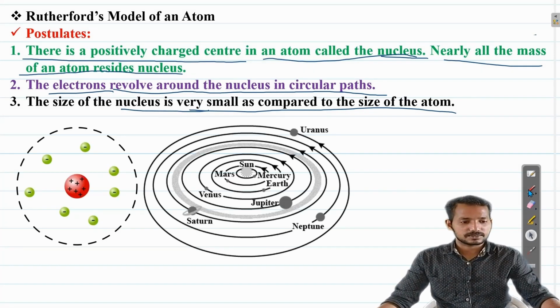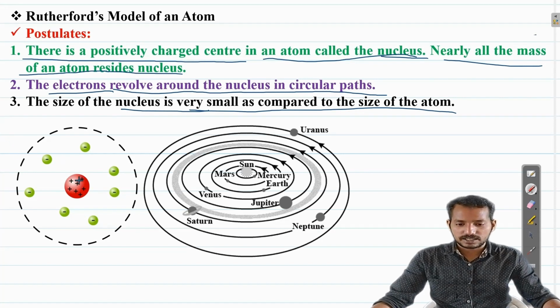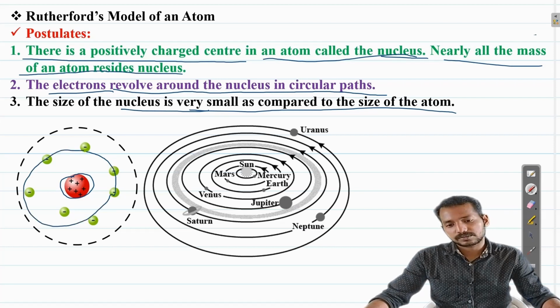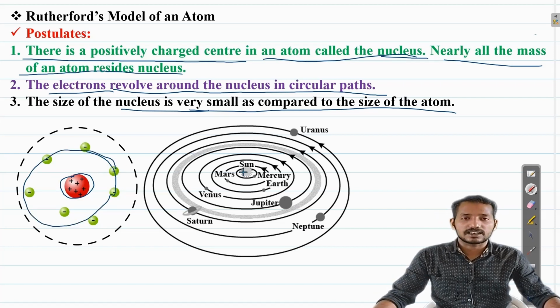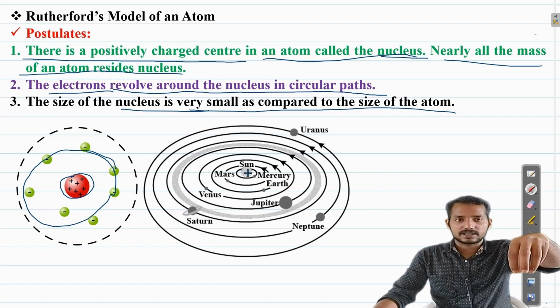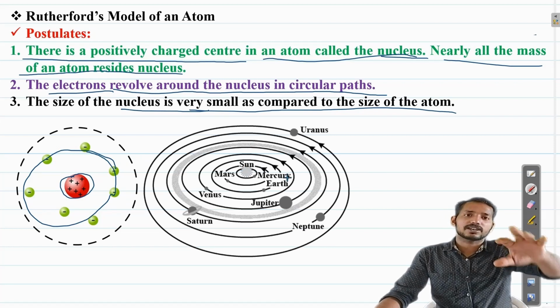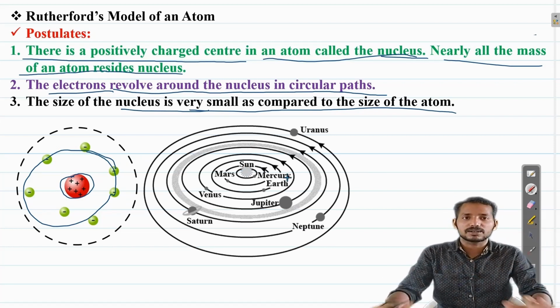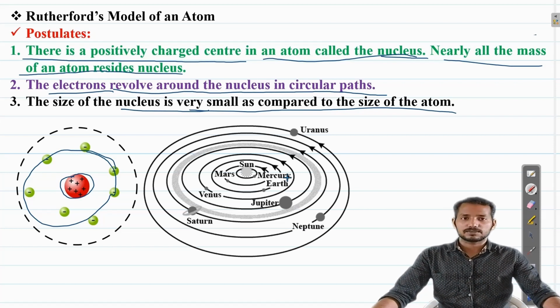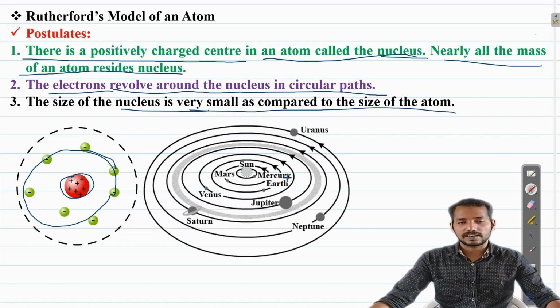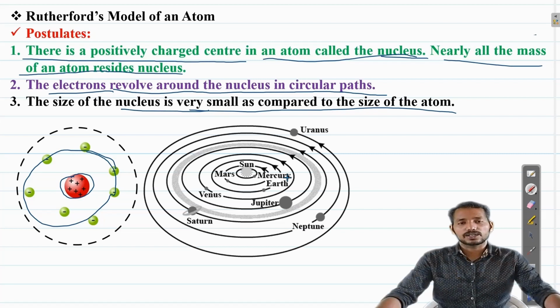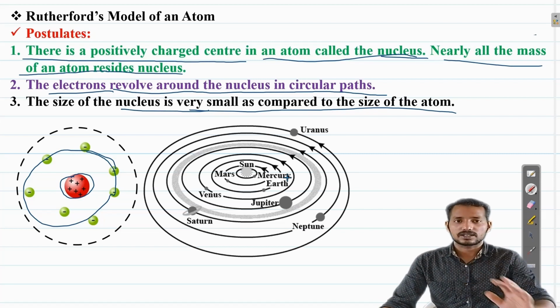That means like this. This red region is representing the nucleus, and the electrons are revolving in a circular path. Similarly, like the sun is at the center acting as a nucleus, and the planets are like electrons. It can be compared with the solar system or planetary system. Clear? So this is according to the Rutherford structure of the atom.